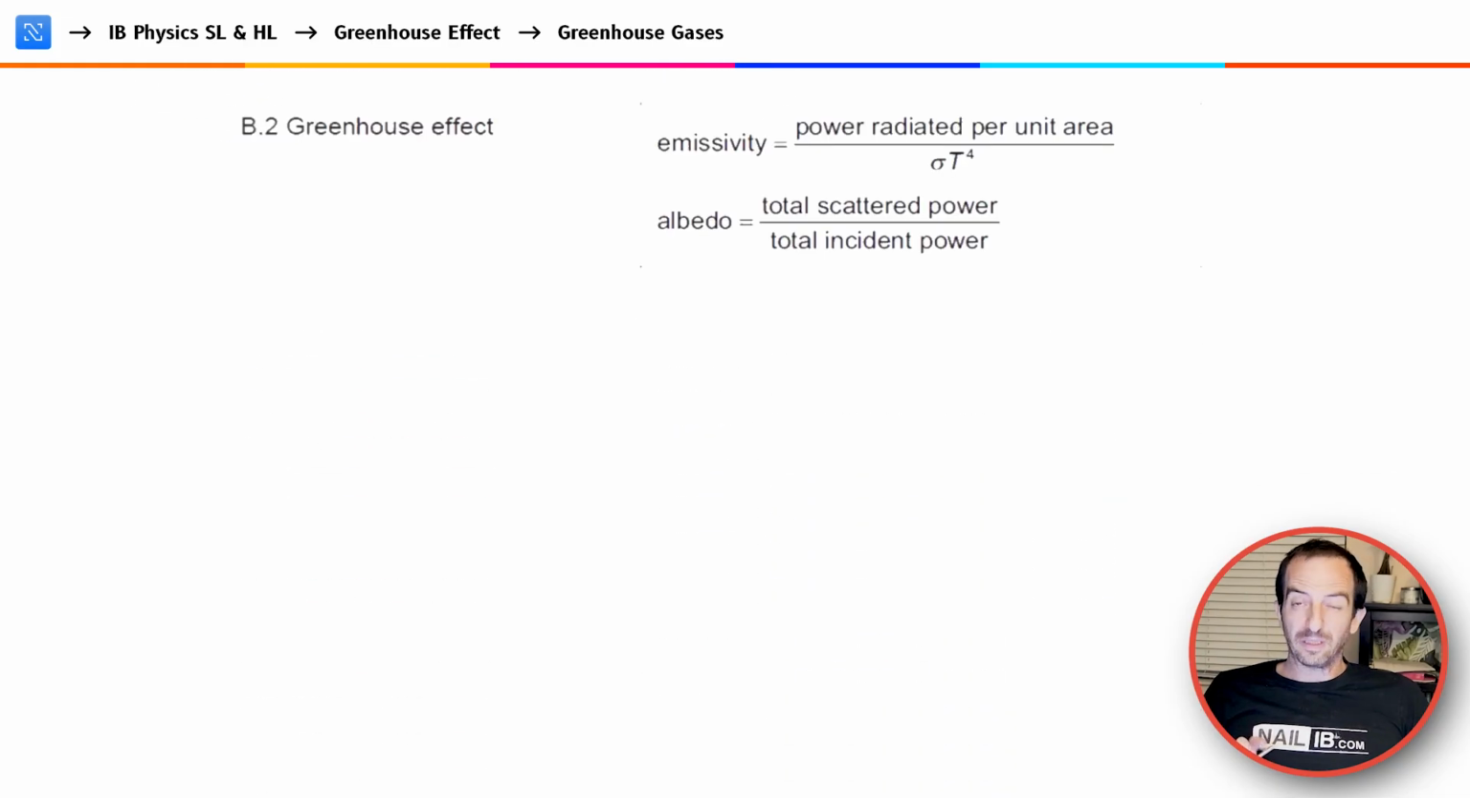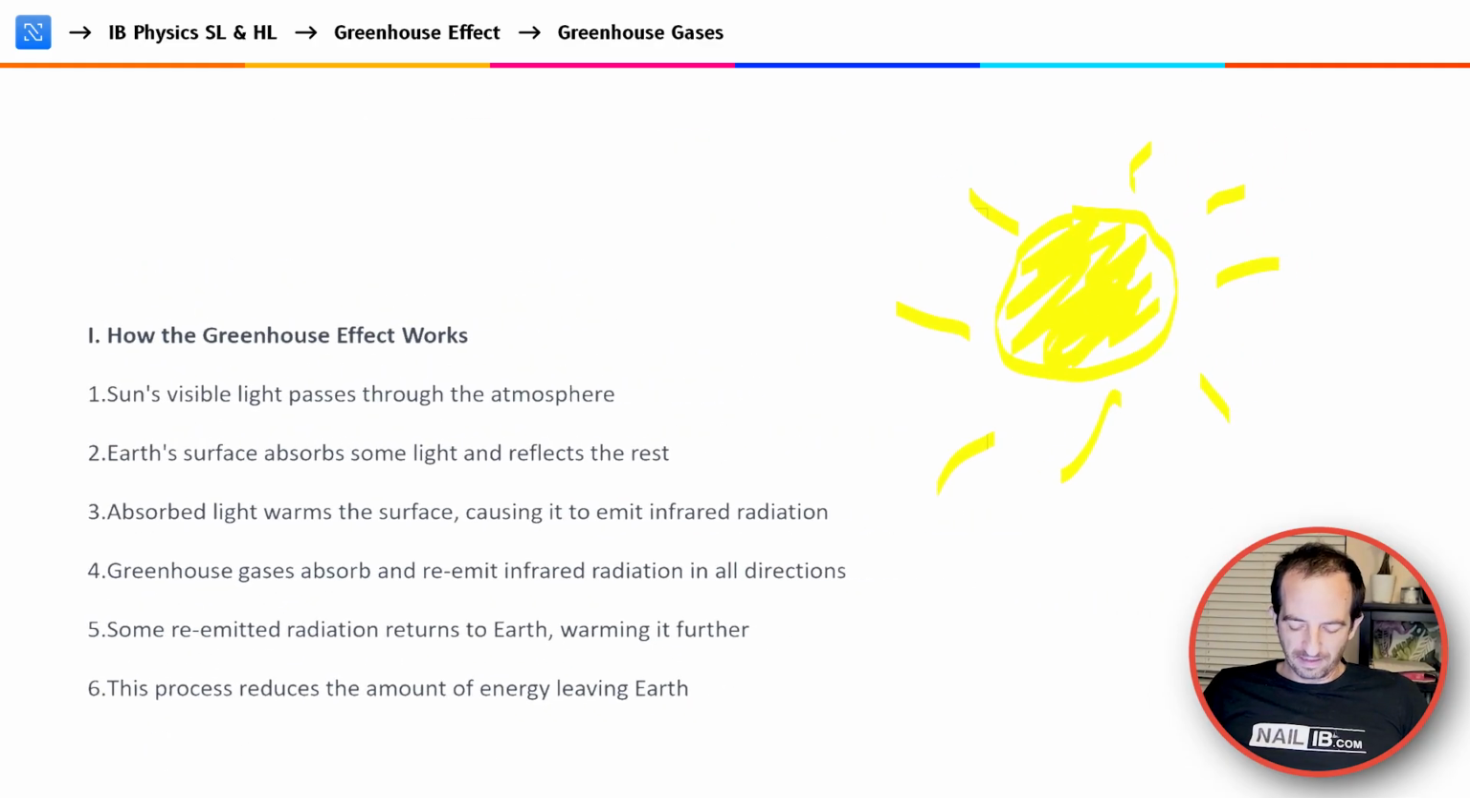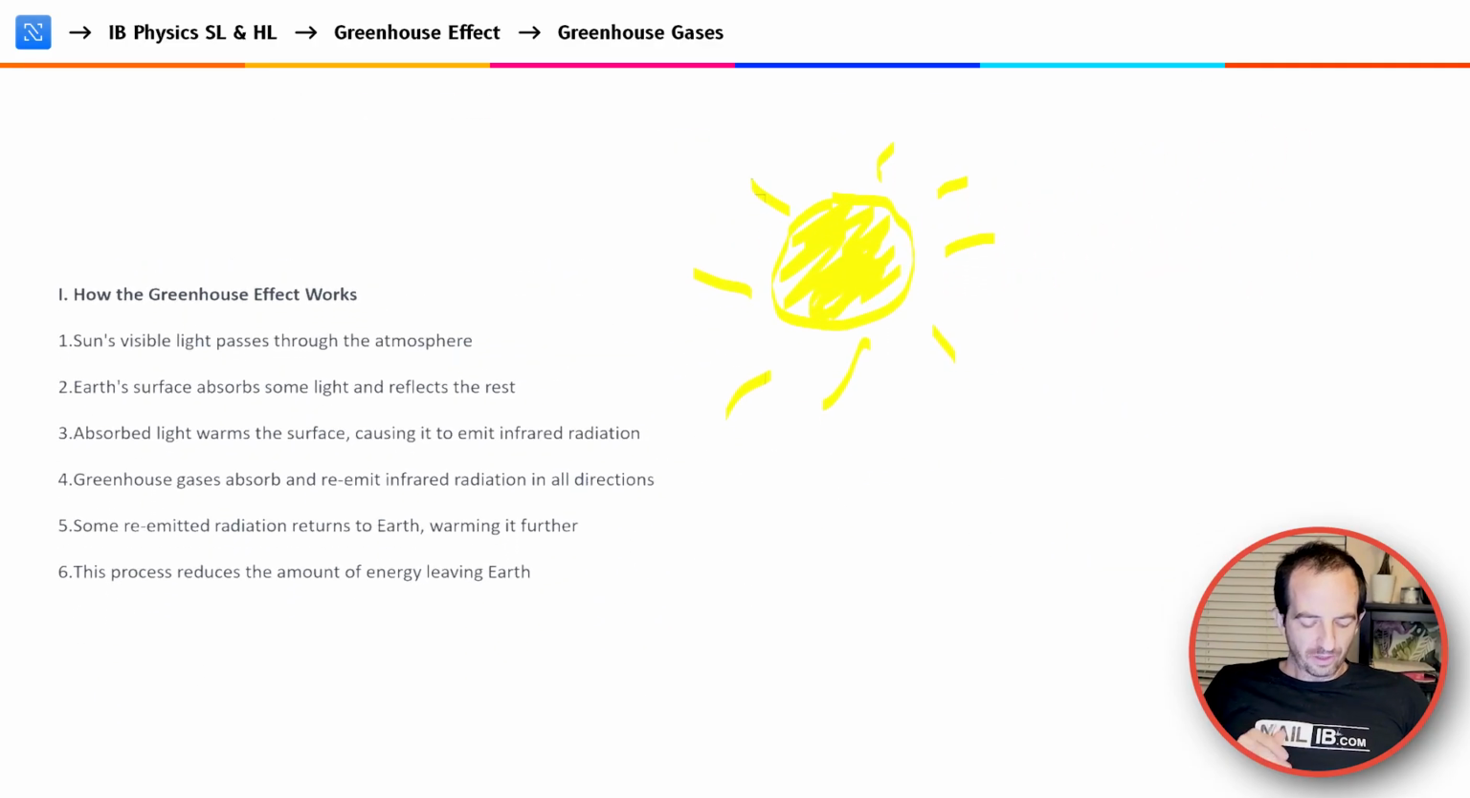No equations here are specifically relevant to the standards in this video. Not a lot of mathematical calculations will take place here. A lot of this is theory, the theory of the greenhouse effect and how it works. So here I put 6 steps covering the basic process that you need to know, that they will test you on, how the greenhouse effect works in general.